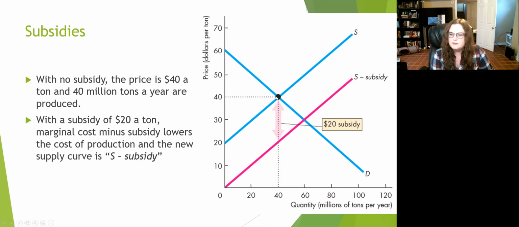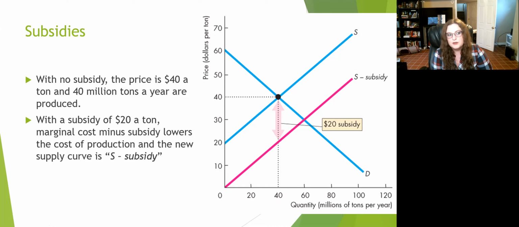Let's say that in equilibrium, we had 40 tons of garlic for $40. Okay, 40 tons of garlic for $40. Well, maybe the government's realized, wow, there's some health benefits of garlic. Maybe it helps fight heart disease and other things. Maybe we want more people to eat garlic. So we're going to put in a subsidy of $20. We're going to do this to the supplier. For every single time they produce a ton of garlic and they sell it on the market, we're going to give them $20.